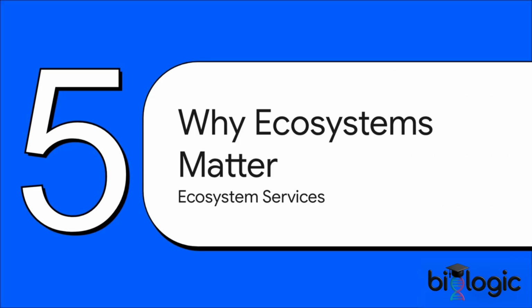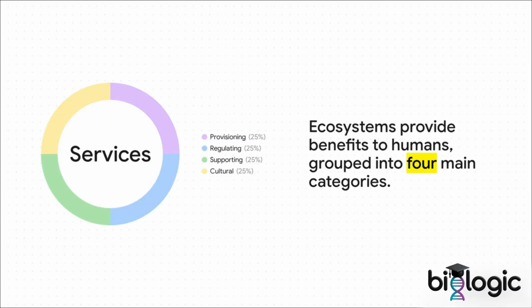Okay, so why does any of this matter for you, or for the NEET exam? The bottom line is this: healthy ecosystems provide stuff we literally cannot live without. And these benefits have a name: ecosystem services. And we can break these services down into four major groups: provisioning, regulating, supporting, and cultural. Think of these as the four pillars that hold up human civilization.